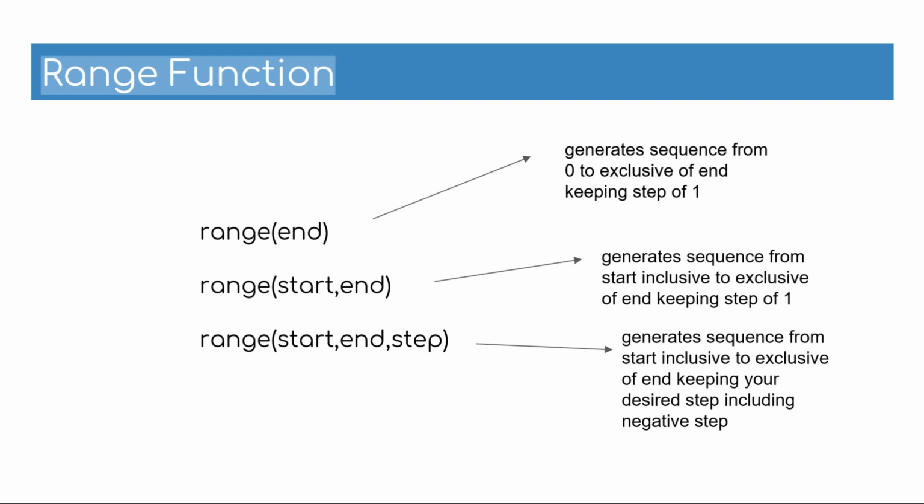It is always exclusive of the end and inclusive of the start. So if you are specifying the start, let us say range of 1 comma 10, it would start from 1 and go till 9 because it is inclusive of the start and exclusive of the end. But the step by default is 1, so you can change the step also if you want, and the step can be negative also if you want. So you can specify the step also.